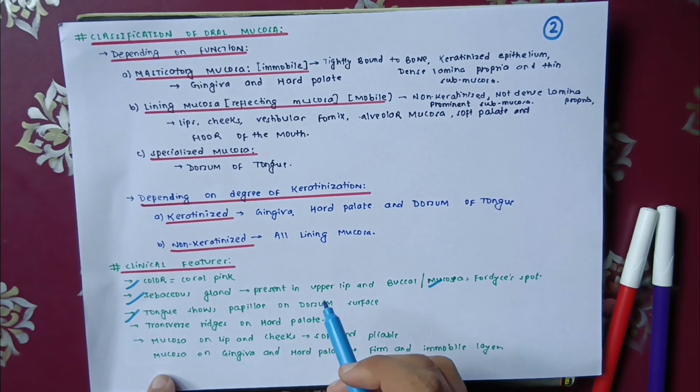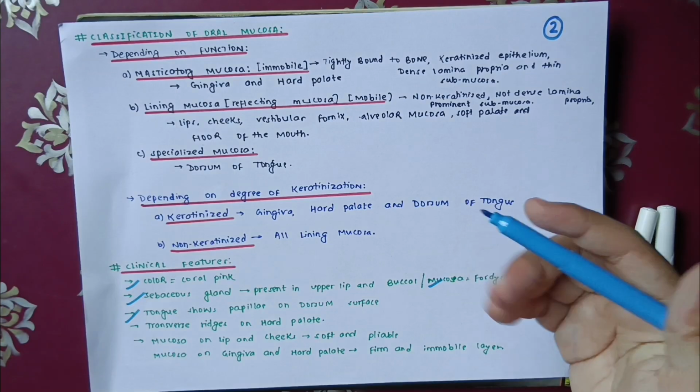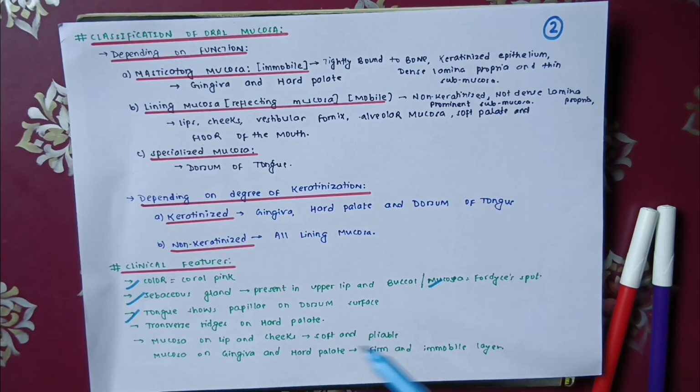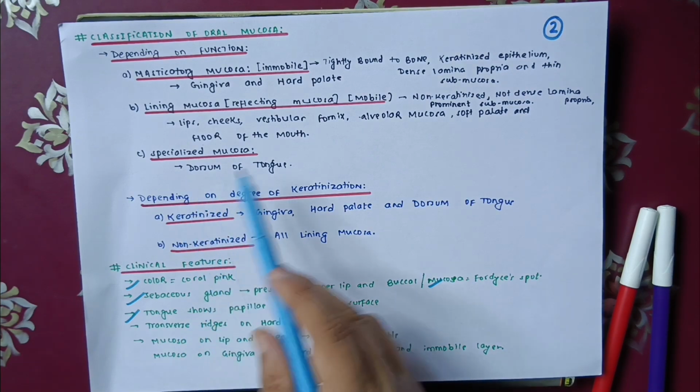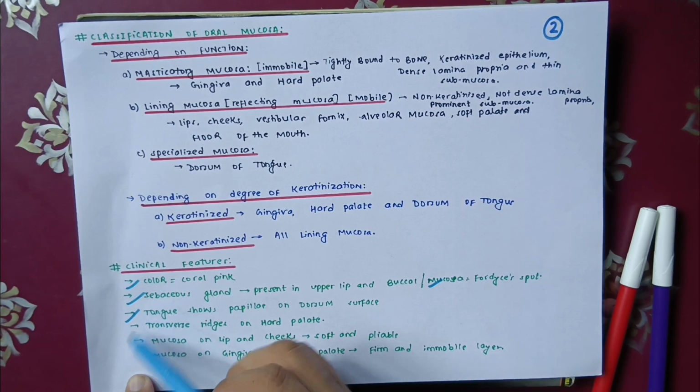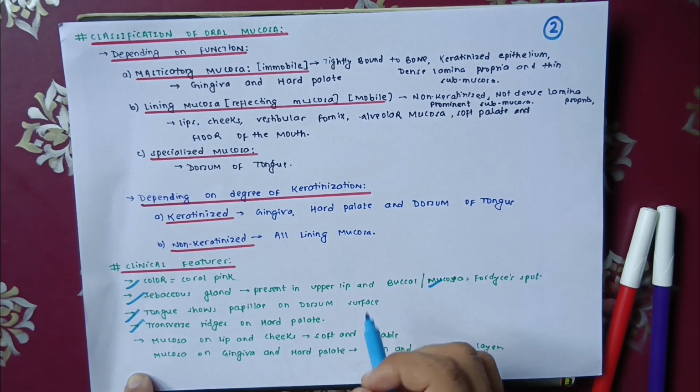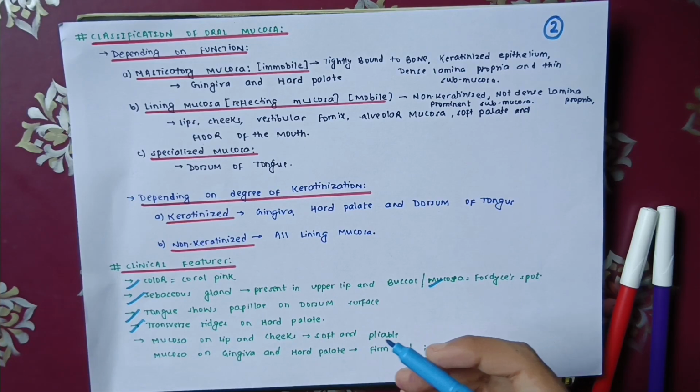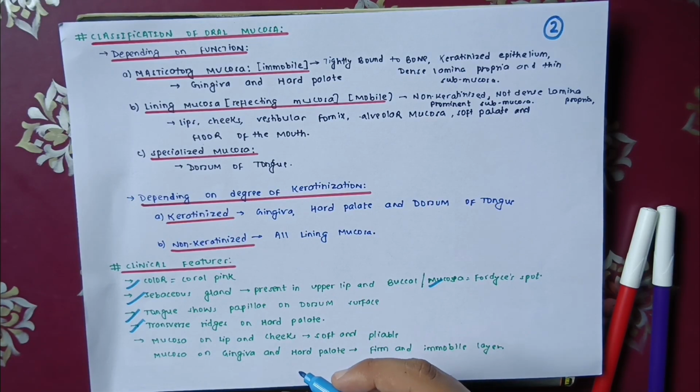In the papillae we have taste buds. We will be discussing the taste buds also in upcoming videos, but for now you should remember that on the dorsum of the tongue there are papillae. After that, there are transverse ridges on the hard palate. I think you know it.